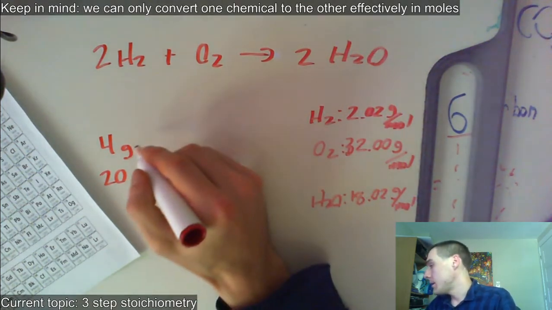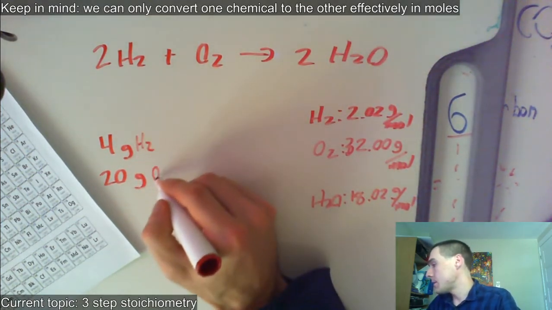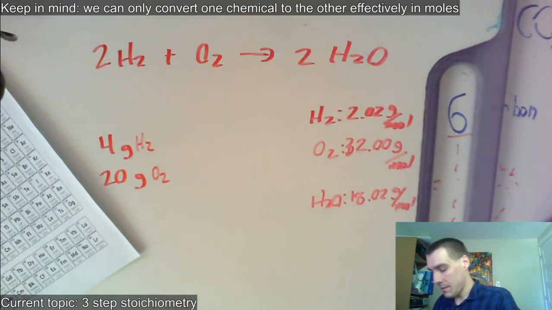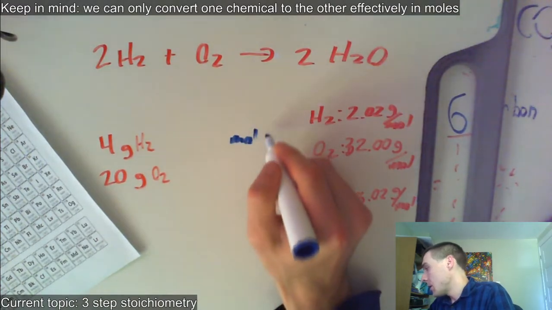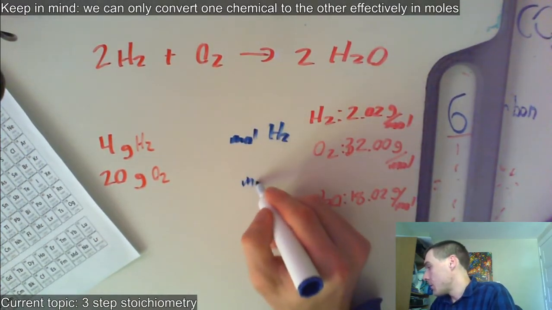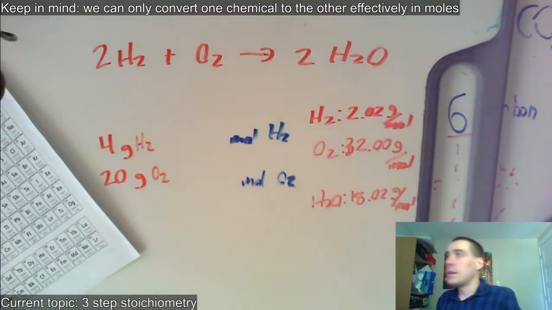So what I want, I've got 4 grams of H2, 20 grams of O2. What I want is to figure out the amount of moles of H2 and the amount of moles of O2. And this is what we were practicing in the previous video. We were practicing figuring out how to get there.